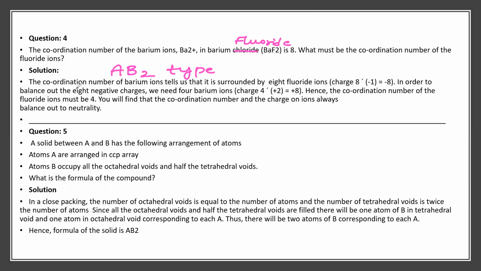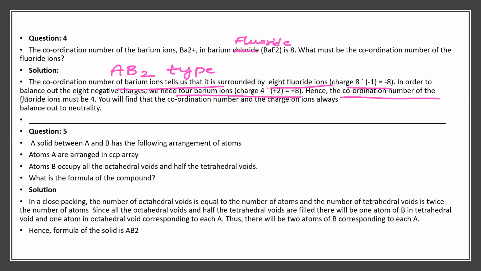Since the coordination number of barium ions tells us that it is surrounded by 8 fluoride ions, that is 8 into minus 1 because the charge of fluorine is minus 1, so it is minus 8. In order to balance out 8 negative charges, we need 4 barium ions because we know barium is in plus 2 state. So it is 4 into plus 2, it is 8. Hence the coordination number of the fluoride ions must be 4.